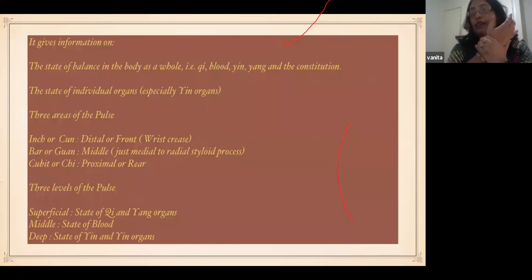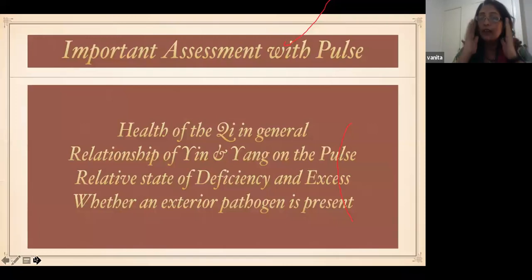When you feel at the top, very superficial, then you press a little harder and go deeper, that's the middle. And the deepest part is the state of yin and yin organs. Middle is the state of blood, and the top is the state of qi and yang organs. It's such an interesting analogy that's been built over time with the pulse.